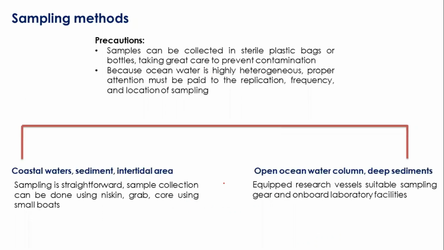So for any microbiological sampling, what we need to remember is that we have to use a sterile plastic bag, sterile bottles, and take care to avoid any contamination. Since microbes are present everywhere, if you are not sampling properly, there is a possibility that instead of taking water column microbes, you may work with surface water or contaminant microbes, right? So that is the first important step in sample collection.